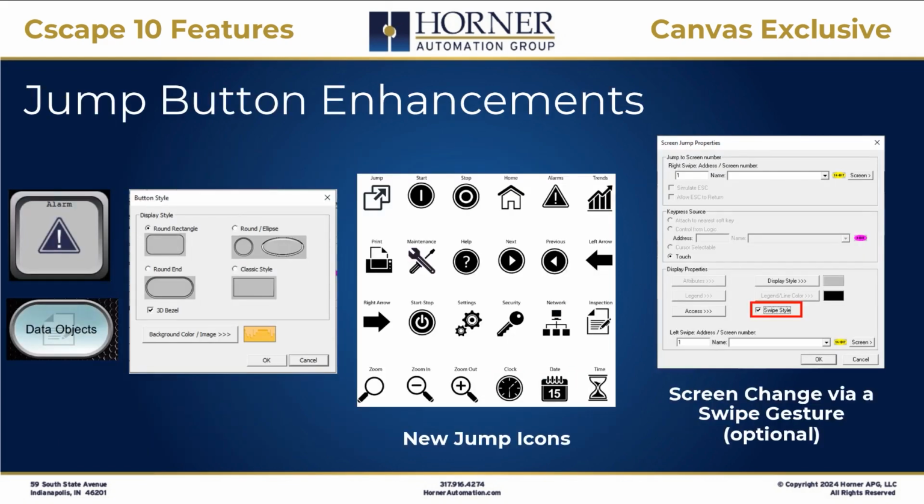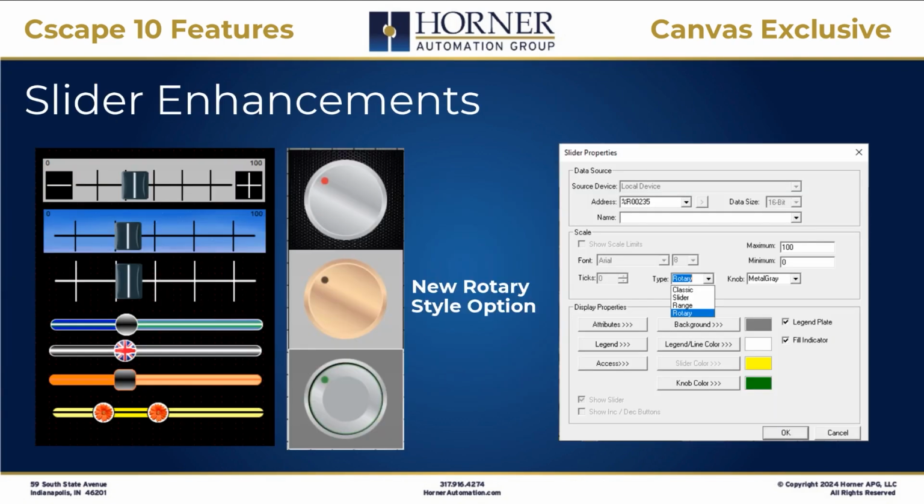Also, jump buttons. The jump buttons are what you typically use to change from screen to screen, at least what the operator uses to change from screen to screen. And those have been enhanced with new icons and those sorts of things. Another capability that's been added to the jump button, which of course is for changing screens, is that now you can specify you want the operator to change screens with a swipe. So effectively, you can put a jump button on the screen that is basically invisible and is looking for a swipe gesture to change screens. So that's a new capability in Cscape 10.